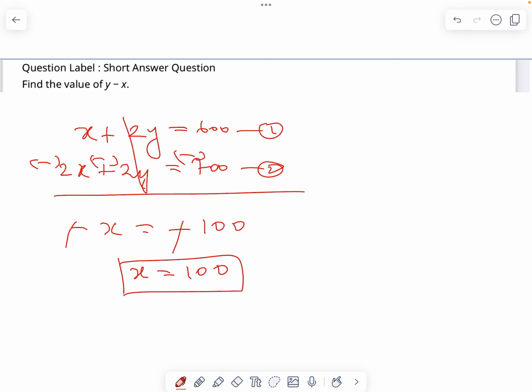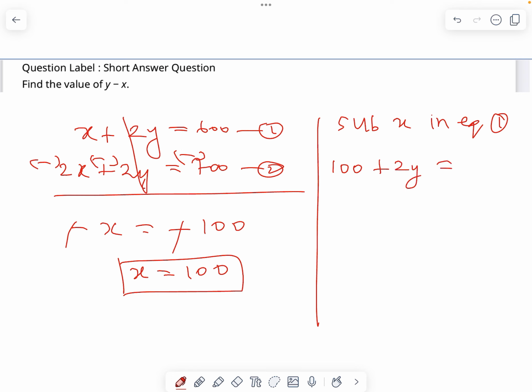Fine. Now, the value of x, we are going to substitute in equation 1. Substituting x in equation 1, in the place of x, just write 100 plus 2y is equal to 600. So 2y is equal to 600 minus 100. 2y is equal to 500. Then y is equal to 500 by 2, which is 250.